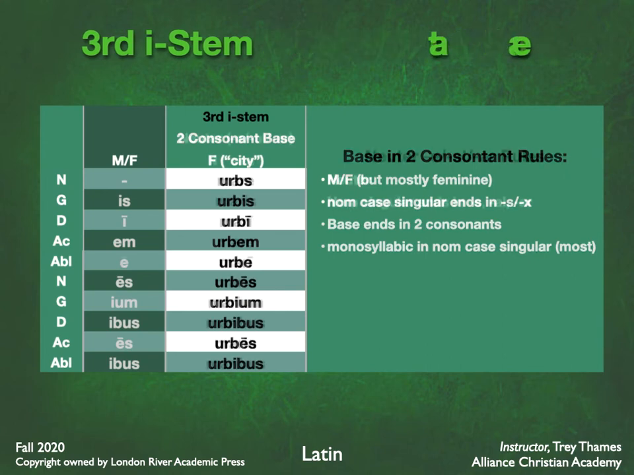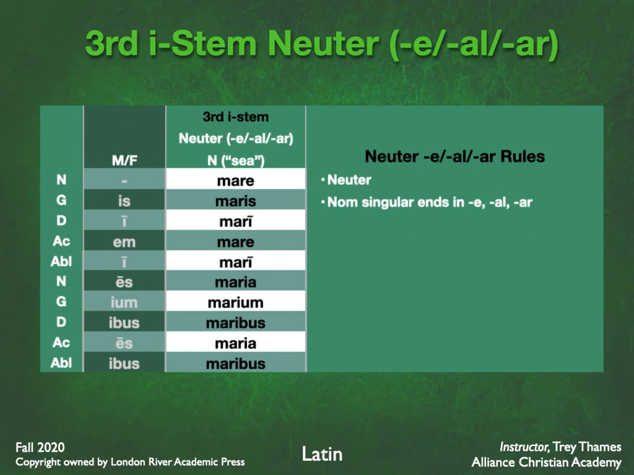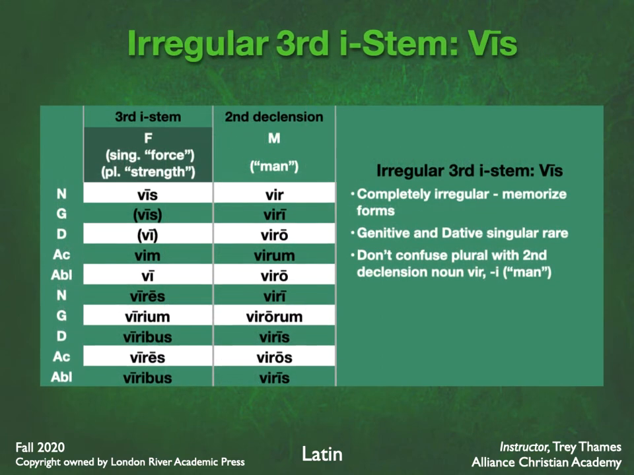And then the last category for third declension I stem was a neuter. And two rules. It has to be neuter, and the nominative singular has to end in an e, an al, or an ar, like you see mare. And because mare is neuter and it ends in an e, it is third declension I stem, so you must use the I stem endings. All right. And then again, here's the third declension I stem irregular vis that you just need to memorize that form. I've put it here in comparison to the second declension word vir.